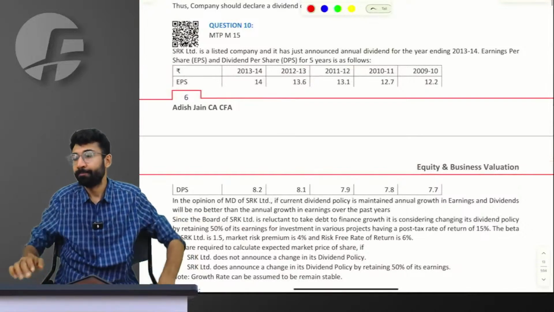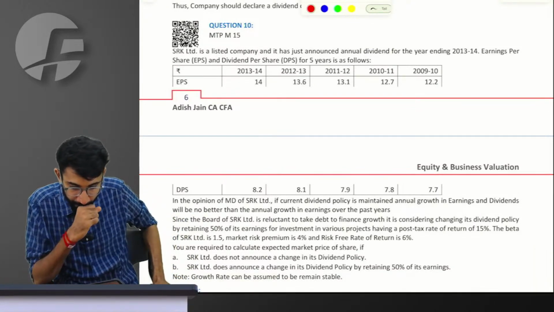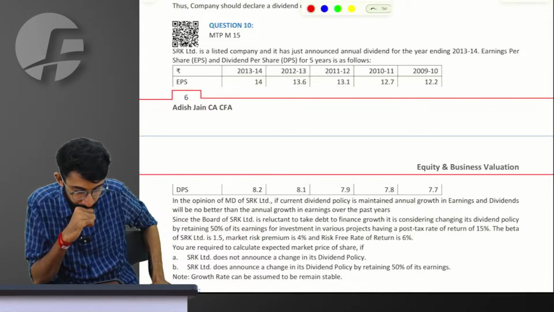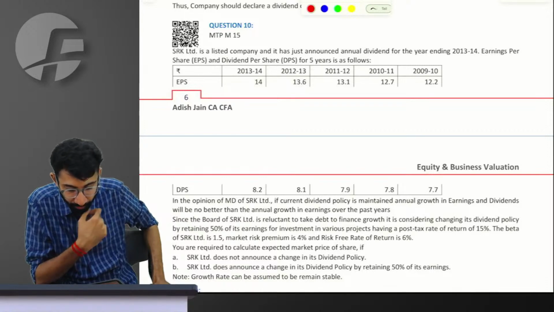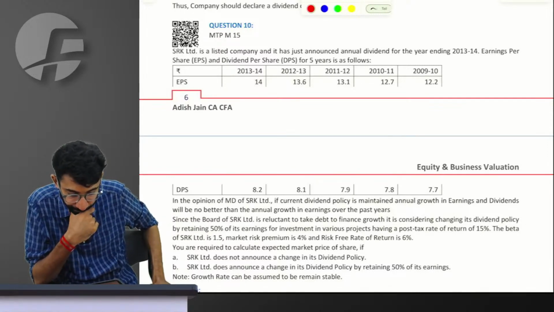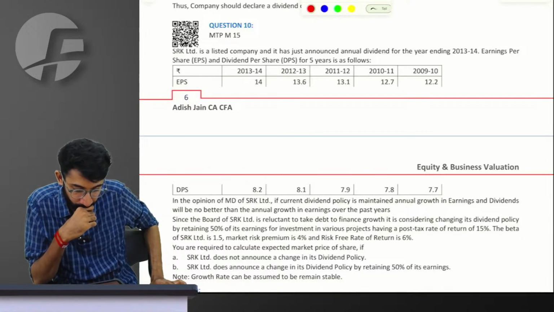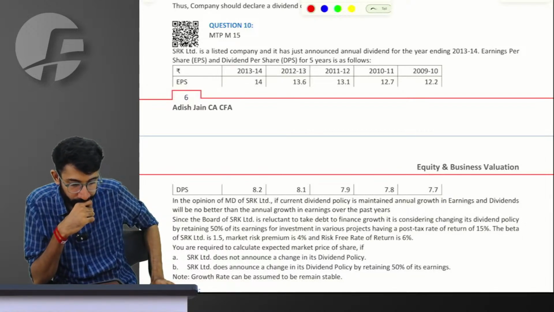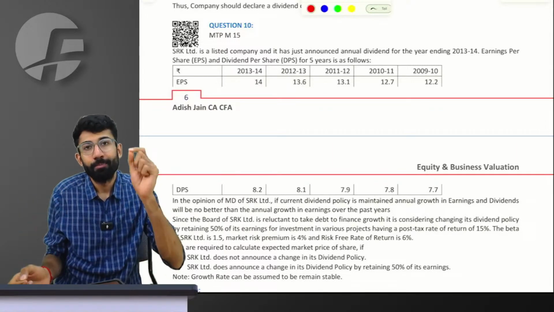Let me check if this question is relevant or not. Hold on for a minute. It's a good question actually. We can consider solving this question because it will help us teach a new concept.